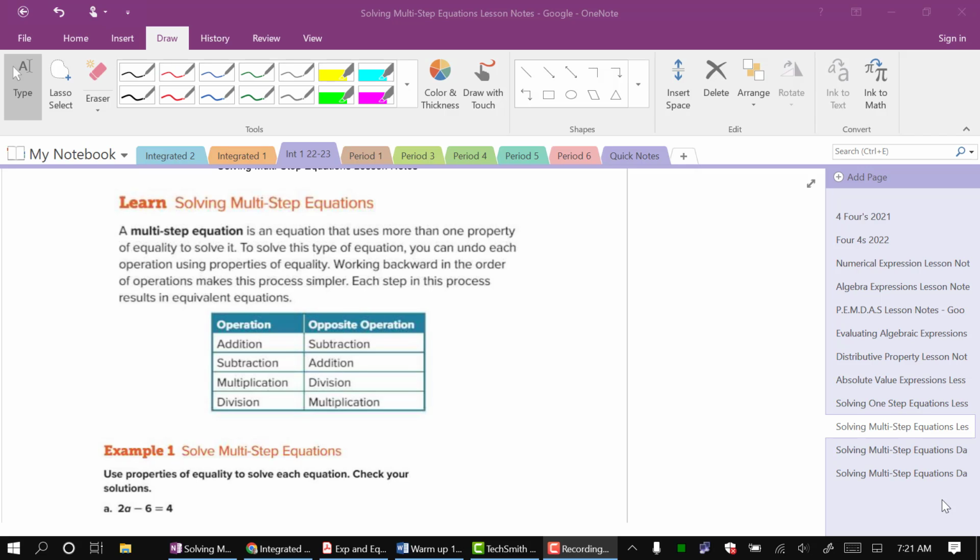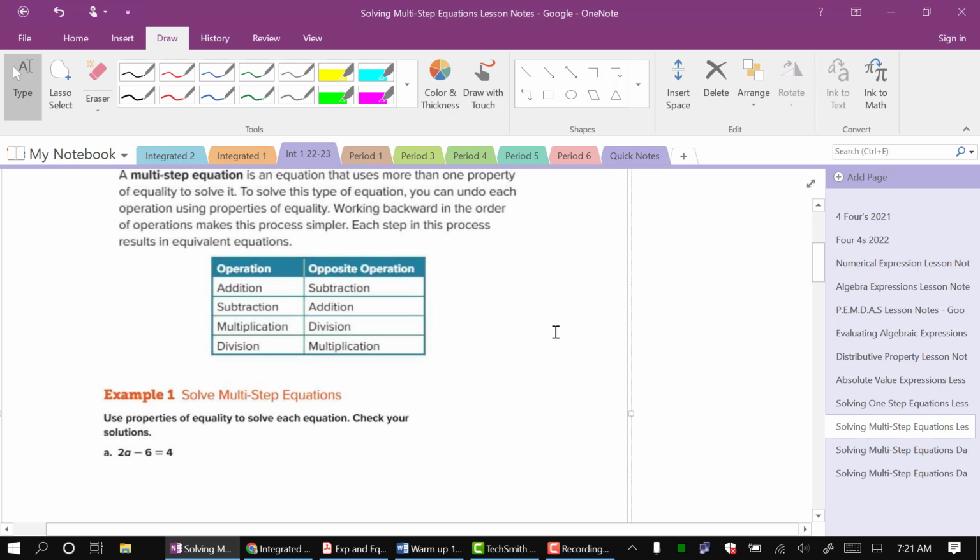So a multi-step equation is an equation that uses more than one property of equality to solve it. To solve this type of equation, you can undo each operation using the property of equality. Working backwards in the order of operations makes the process simpler. Each step in this process results in equivalent equations. So let's take a look at number 1.